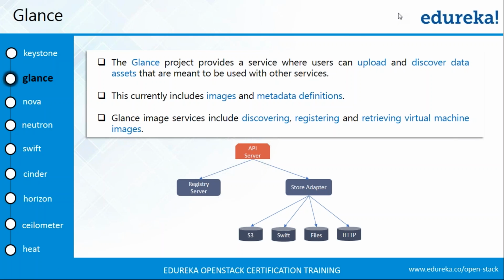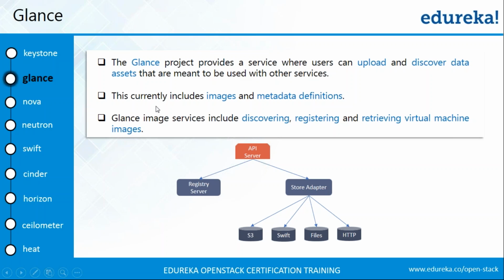Glance is the service where you store all your images, okay? And the images are nothing but virtual disk images. So you can think of Glance as a repository for your virtual disk images. It provides a service where users can upload and discover data assets which are meant to be used with other services. So if you want to launch, let's say, an Ubuntu instance, you must launch it from an image. The image from which you launch that instance has to be in Glance. So this is where you store your images, okay?